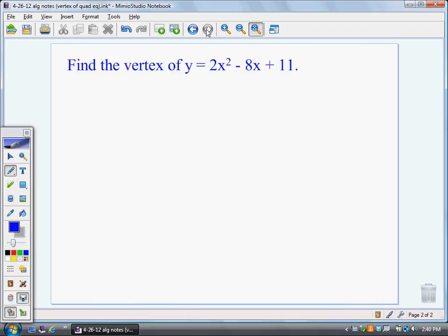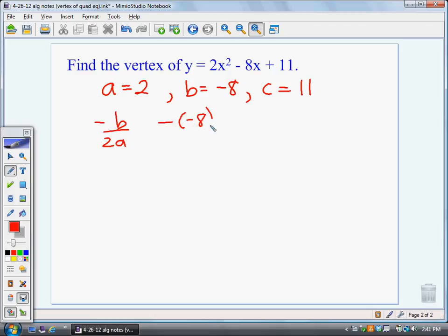If I want to find the vertex of this, first thing I want to do is identify a, b, and c. A is equal to 2, b is equal to negative 8, c is equal to 11. And again, the x-coordinate is the opposite of b over 2a. And so that would be the opposite of negative 8 over 2 times 2. So that would be positive 8 over 4, and that equals 2. Okay, that's the x-coordinate.